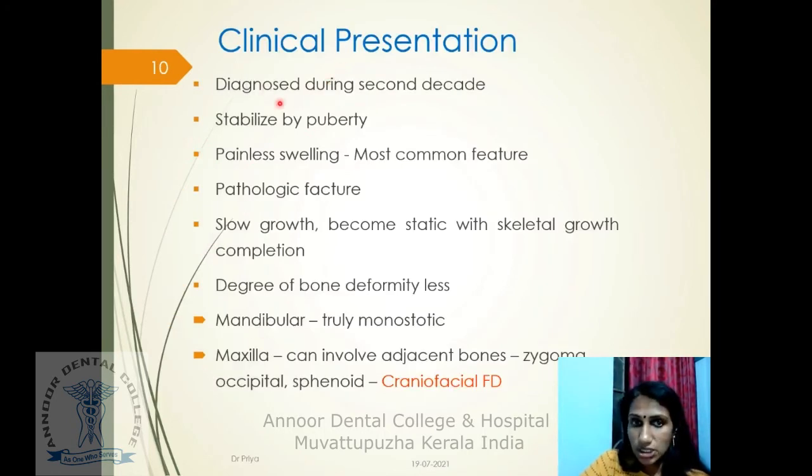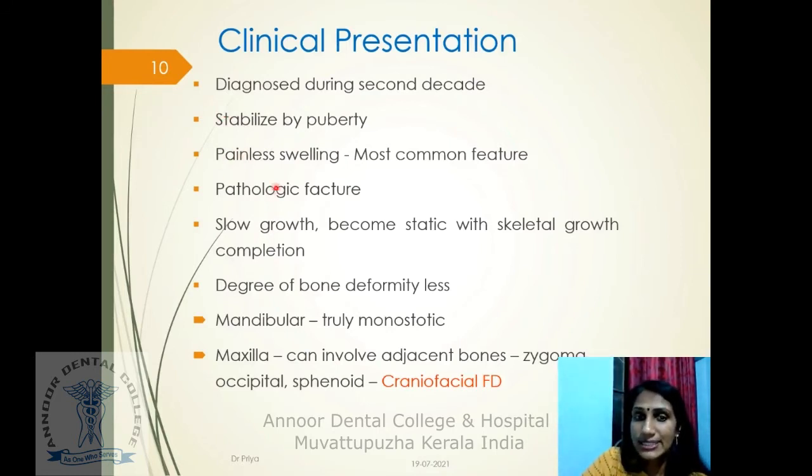Clinical presentation: it is usually diagnosed during the second decade and it gets stabilized by puberty. So remember, fibrous dysplasia, by the time the growth ceases, that is, you have become matured, or the skeletal growth or the growth of the body decreases or stops, then fibrous dysplasia also will cease or stop. So the disease will get stabilized by puberty.